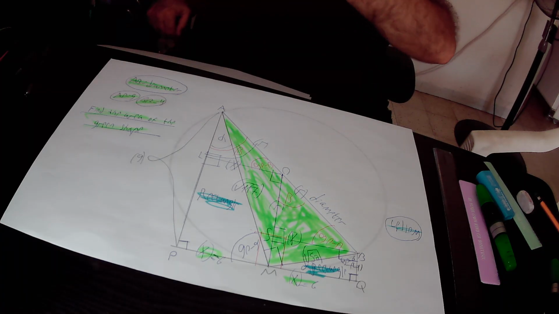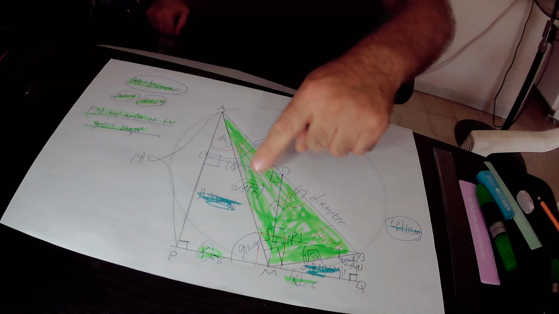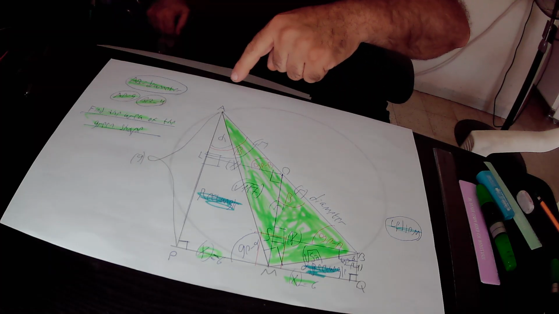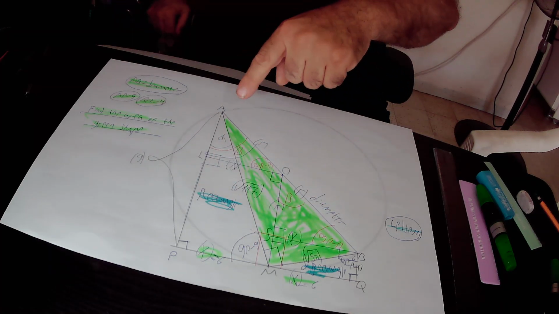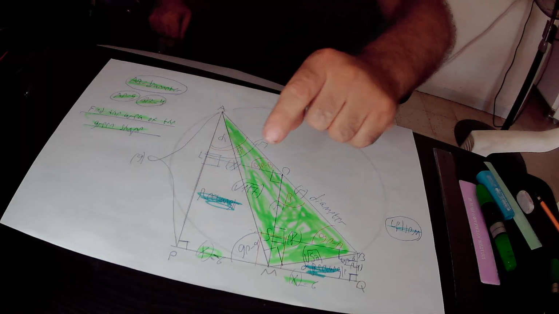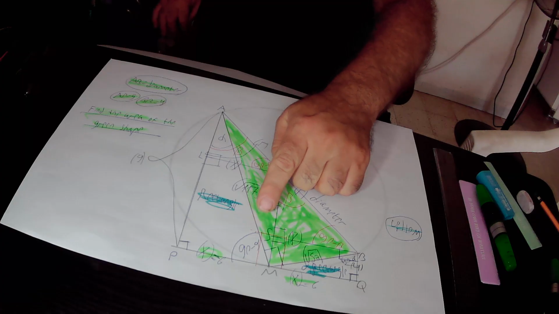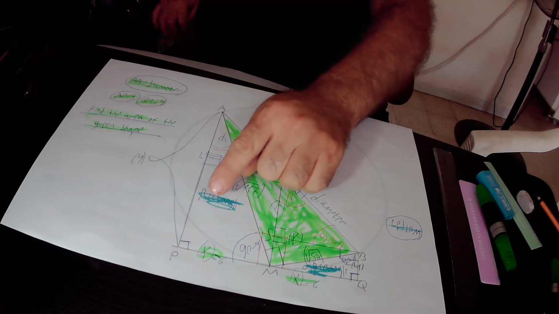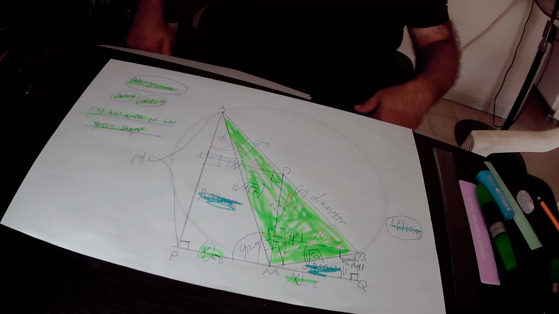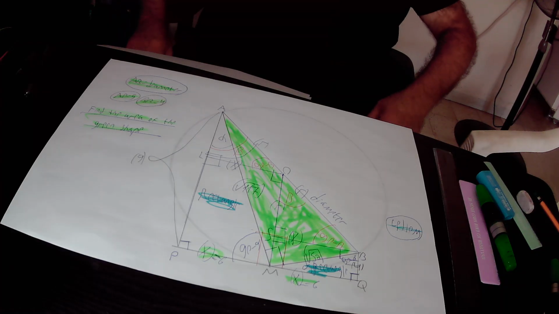The next step, we find angle PAM. In the big right triangle APM, this angle equals alpha. This angle equals 90 degrees, and therefore this first angle must be equal to 90 degrees minus alpha. Why? Because 90 degrees minus alpha plus alpha is 90 degrees, and 90 degrees plus 90 degrees is equal to 180 degrees, that is the sum of the angles in any triangle.